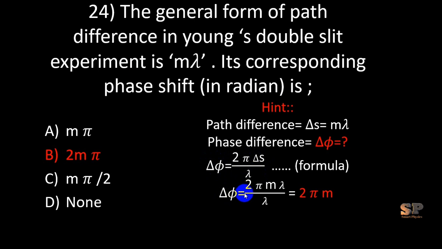Therefore, phase difference will be equal to 2 pi, and we will write delta S is equal to m lambda. Lambda will be cancelled with this lambda, and 2 pi m will remain. Therefore, here the correct option is B, which is 2m pi.